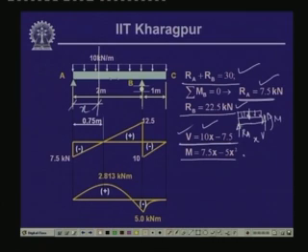Now, as we go along, when x is equal to 0, the value of the shear force is minus 7.5, which is indicated over here.